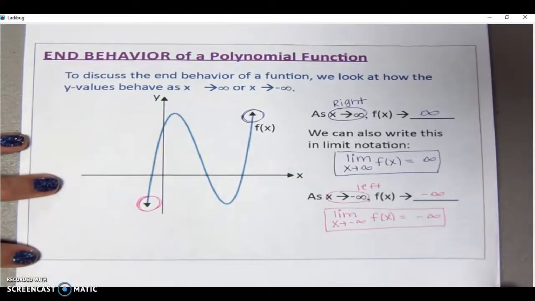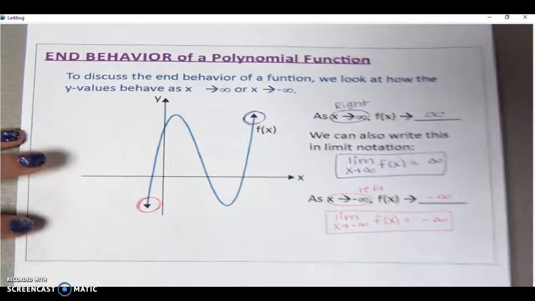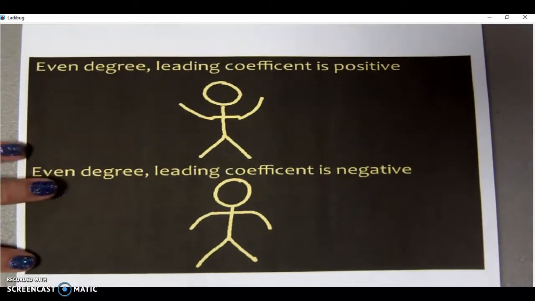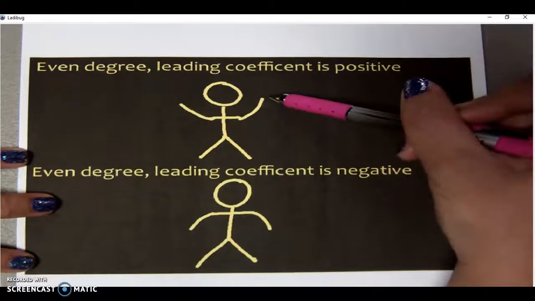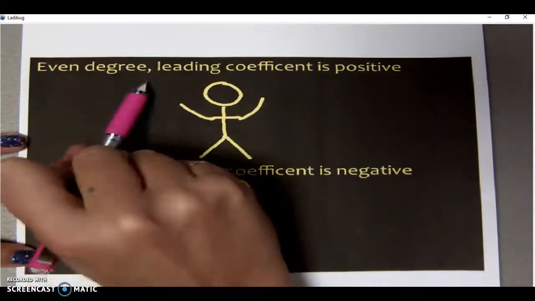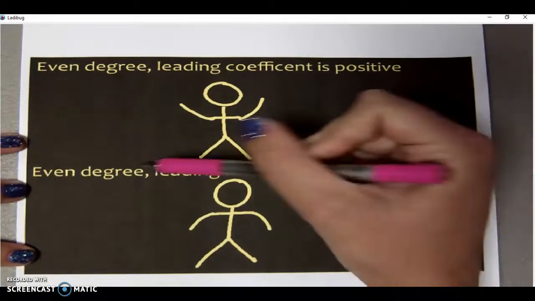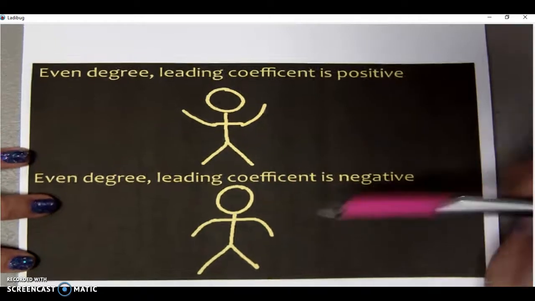Okay, so next we're going to look at how we can tell what the end behavior is going to be without having to actually look at the graph of the polynomial. If you have an even degree, both sides are either going to go up or both sides are going to go down. If you have an even degree and your leading coefficient is positive, they both go up. If it's an even degree but the leading coefficient is negative, they're both going to go down.